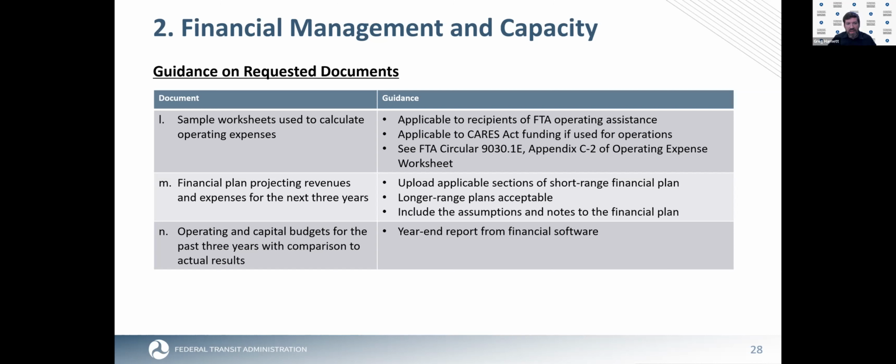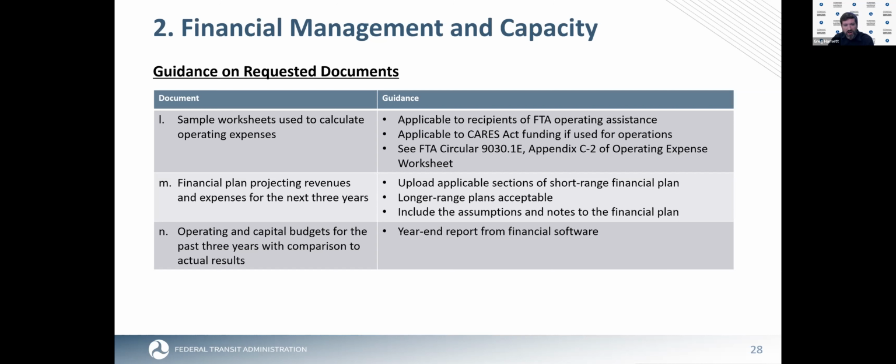Let's continue on to M. The RIR asks for a financial plan projecting revenues and expenses for the next 3 years. So as you can see, this can take the form of a short-range financial plan or perhaps a longer range plan that contains that same content. That would also be acceptable. But as Matt mentioned, if these are large documents that are many pages you're uploading, please be sure to identify specifically which page the relevant content appears on.